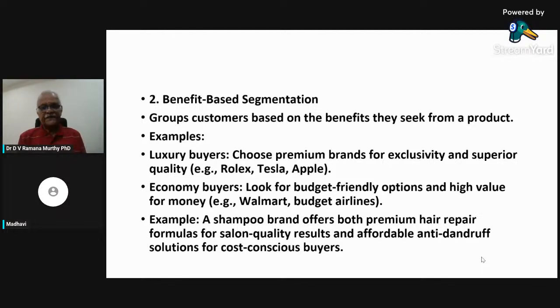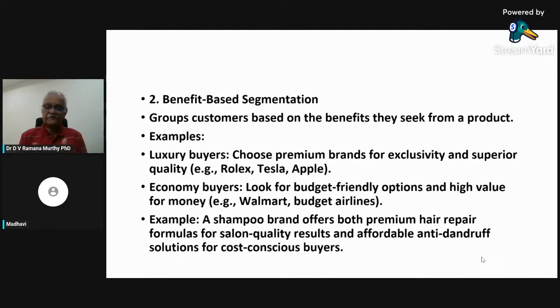So, for example, a shampoo brand offers both a premium hair repair formula for salon quality results and affordable anti-dandruff solutions for cost conscious buyers. See, the same shampoo, maybe from Hindustan Unilever, the superior brand. For salon quality results, when you use this, there can be a hair repair formula. So this is a little superior product, so the price will be high there.